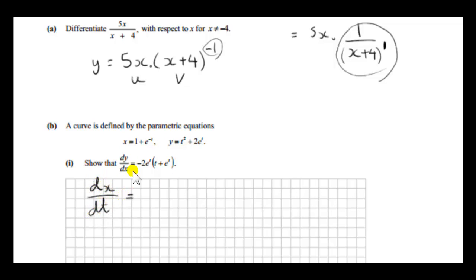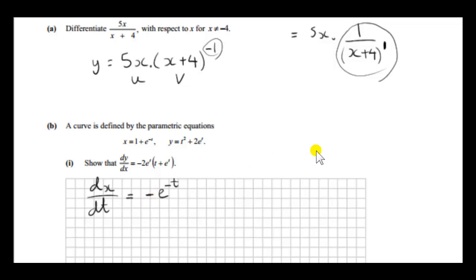Okay, so if we differentiate 1, we get 0. If we differentiate e to the minus t, well, if we differentiate e to the power of something, we just get that function back. But by the chain rule, we must differentiate the power with respect to t. If we do that, we get minus 1.